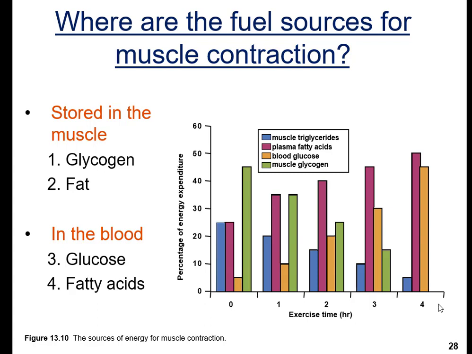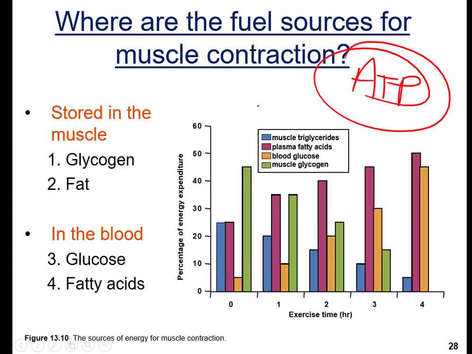As I mentioned in the last video, in order for your muscles to contract, you're going to need a ton of ATP energy. So we have to talk about where this ATP comes from and how we can train our muscles to do what we want them to do.